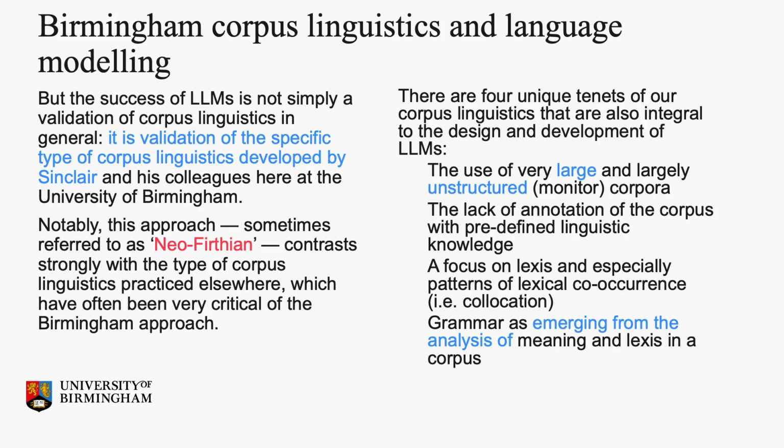The third one is that they focus on lexis, right? Underlyingly, they're looking at collocational patterns, essentially, these patterns of co-occurrence. They're not looking at parsed corpora or grammatical structures, they're just looking at what words tend to occur together. And finally, grammar emerges from the analysis of meaning and lexis in the corpus, okay? So first you look at the meaning, and from that comes the grammar. The Sinclairian approach is called Neo-Firthian because it carried on the Firthian tradition, as Sinclair himself said. I don't know, the neo part sounds maybe slightly derogatory. And it really contrasts strongly with how corpus linguistics is practiced elsewhere in the world.